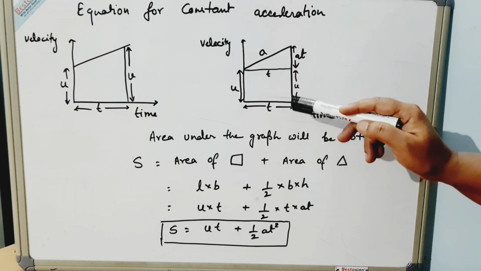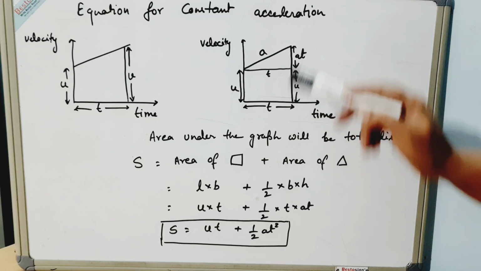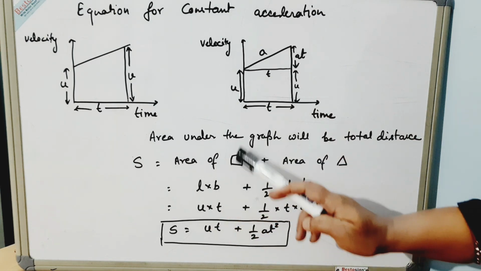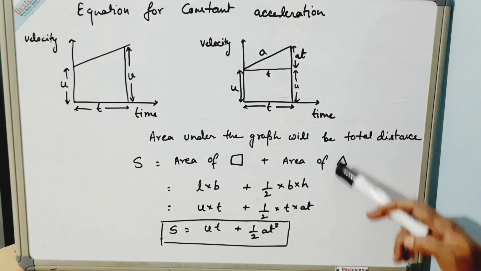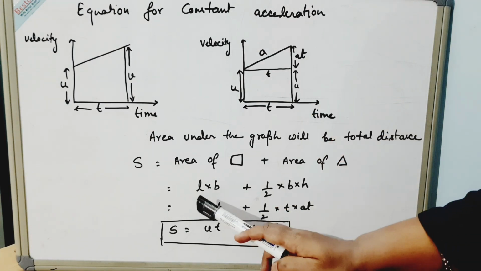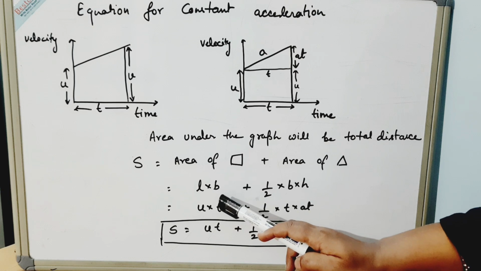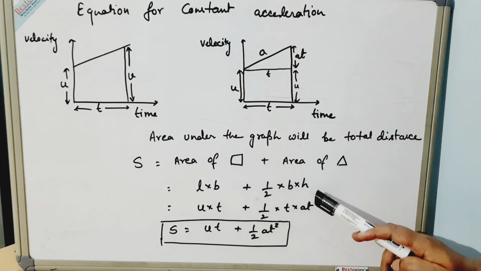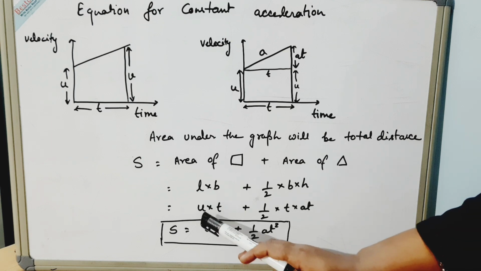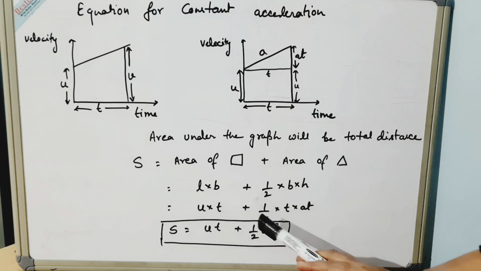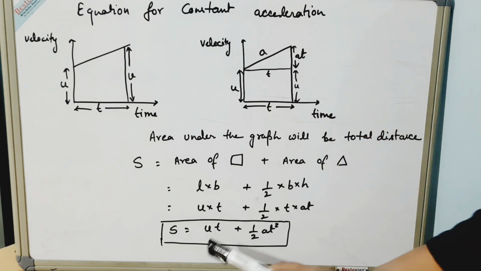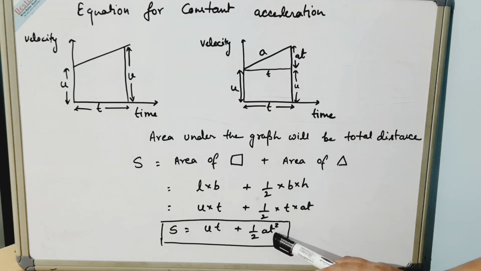So when we divide this graph into a rectangle and a triangle, the area under the graph will be equal to the area of this rectangle plus the area of this triangle. The area of the rectangle will be L into B plus the area of the triangle will be half into B into H. So when we put in the values, it will be u into t plus half into t into at. So finally the total distance will be ut plus half at square.